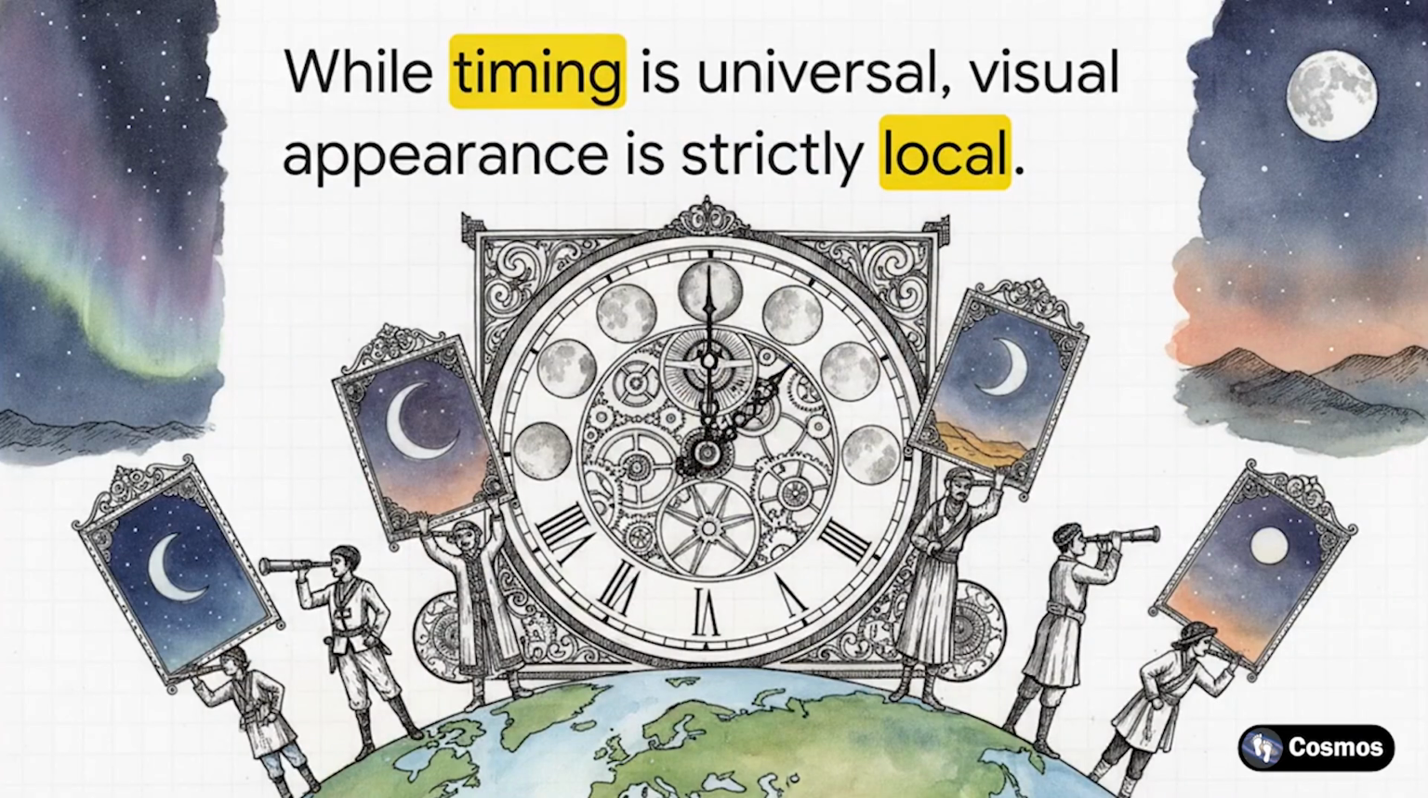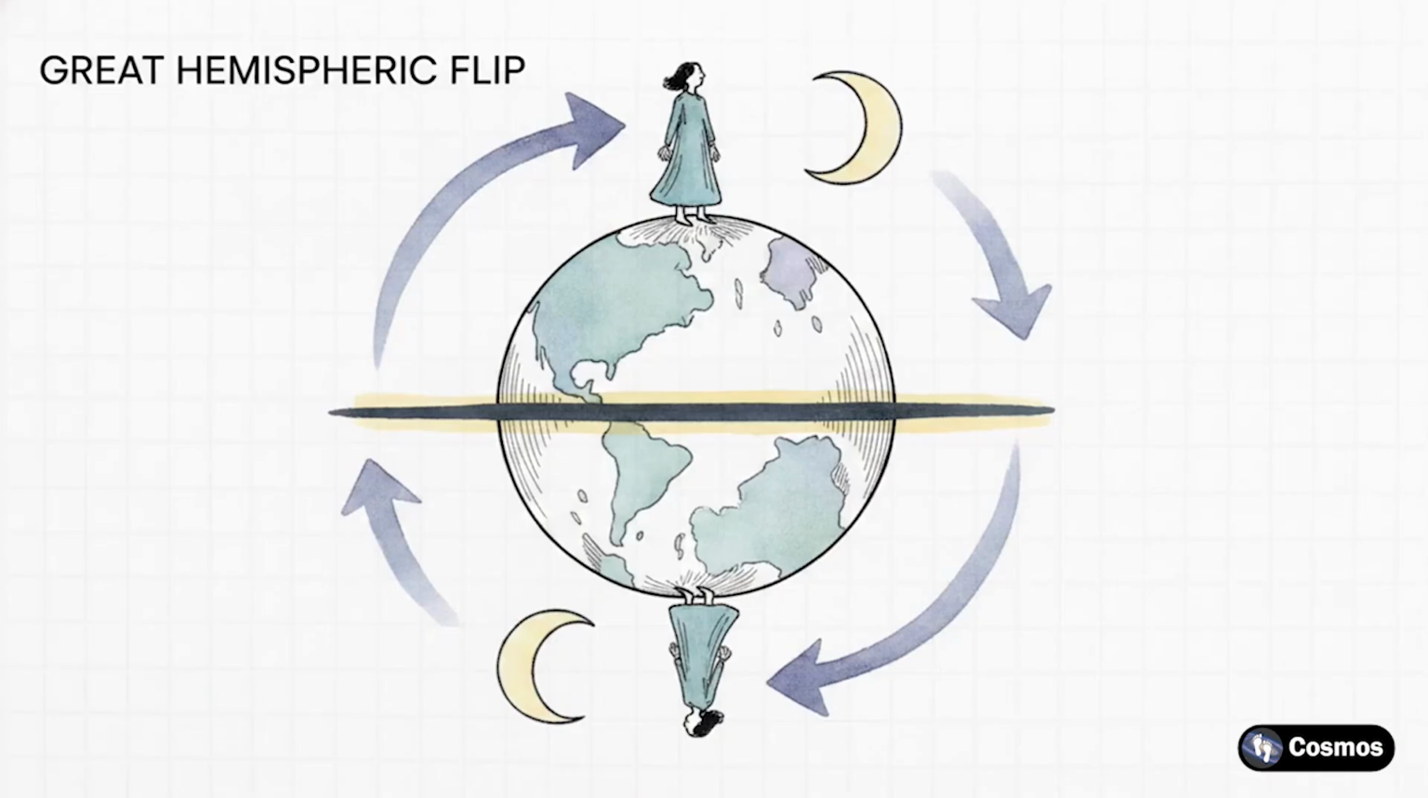All right, let's dive right into this. The absolute golden rule we need to establish from the jump is this. Timing is universal, but appearance is local. Think of it like this. When a full moon or a new moon happens, that astronomical event is universal. The clock is locked in for the whole planet. But how that specific phase visually presents itself to your eyes, that is a strictly localized phenomenon, dictated entirely by your coordinates.